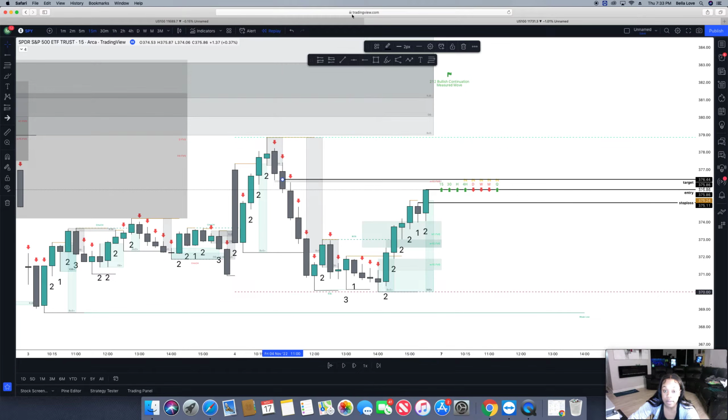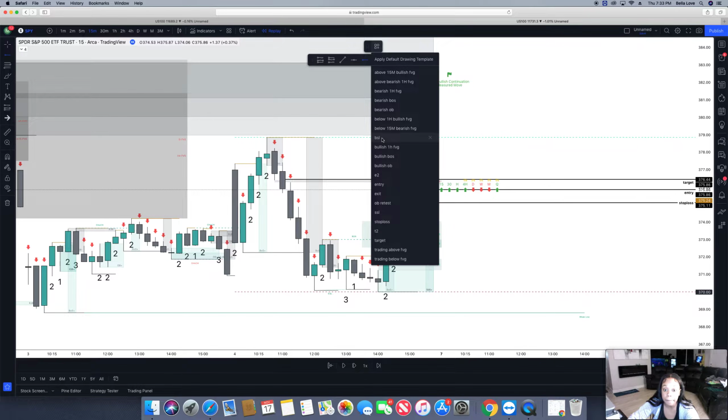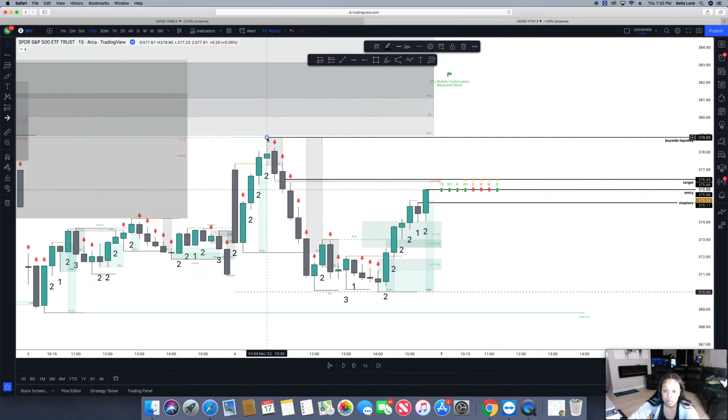Fair value gap fill, and then I will also add another target towards buy side liquidity. So let's say if I'm to enter from here, buy side liquidity. Now keep in mind at 376.44, which is at the fair value gap fill, it can possibly reject again from there because it's going towards a bearish fair value gap.